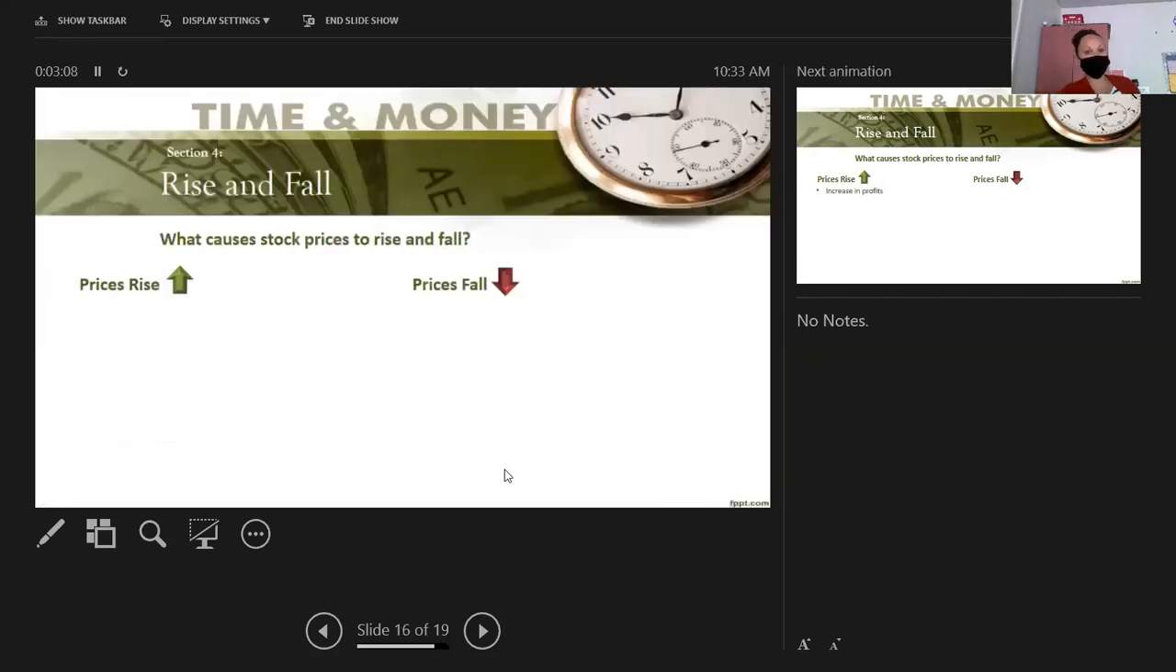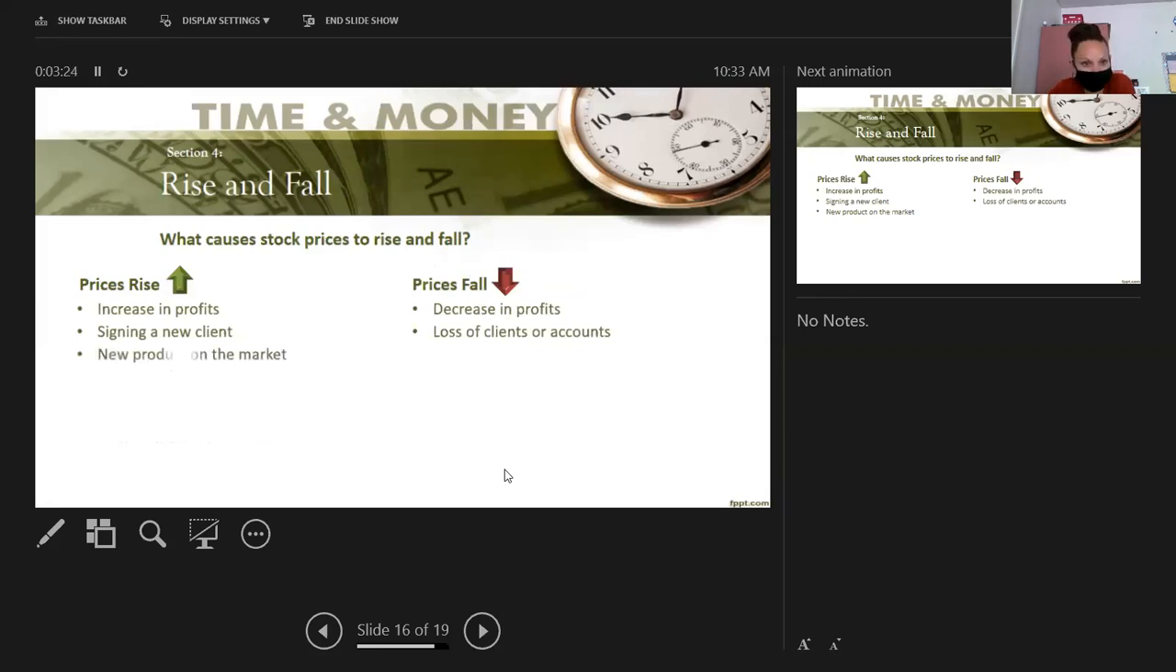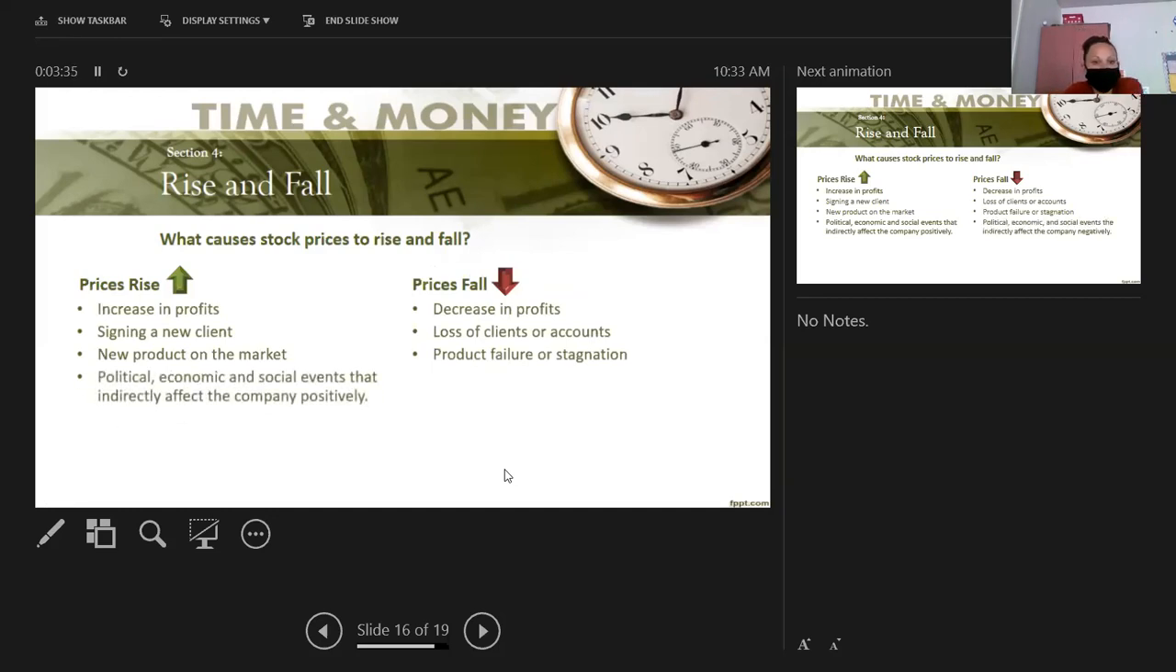So what causes stock prices to rise and fall? And we've talked about some of this. Prices rise if there's an increase in profits, or they fall if there's a decrease in profits. Signing a new client causes them to rise, and loss of clients or accounts cause them to fall. If there's a new product on the market, that makes them rise. But if a product fails or is stagnant, then the price will fall. Political, economic, and social events that indirectly affect the company positively can help prices rise.